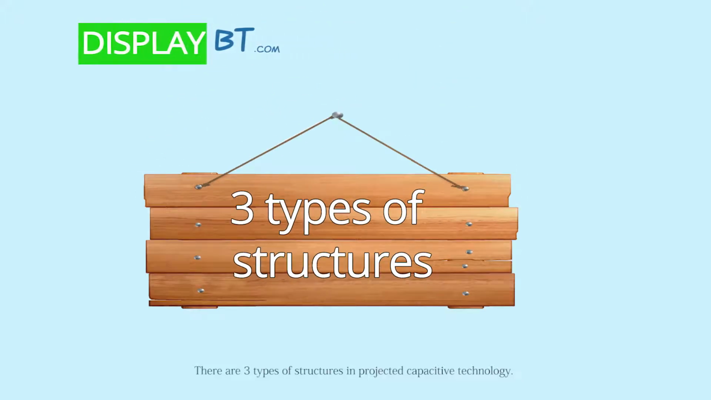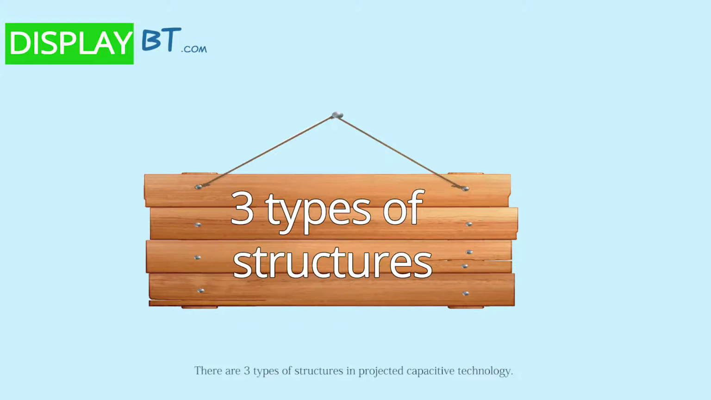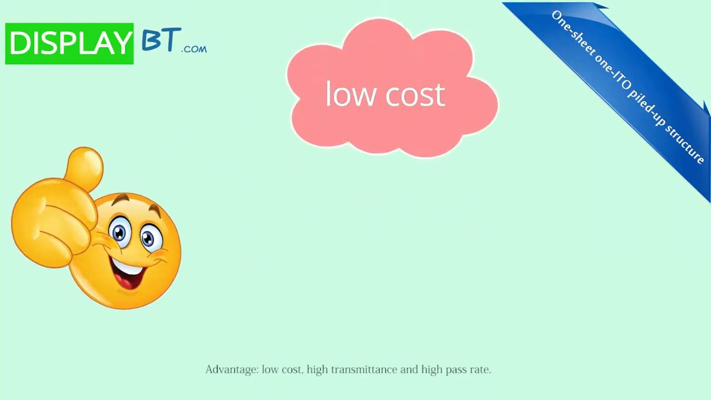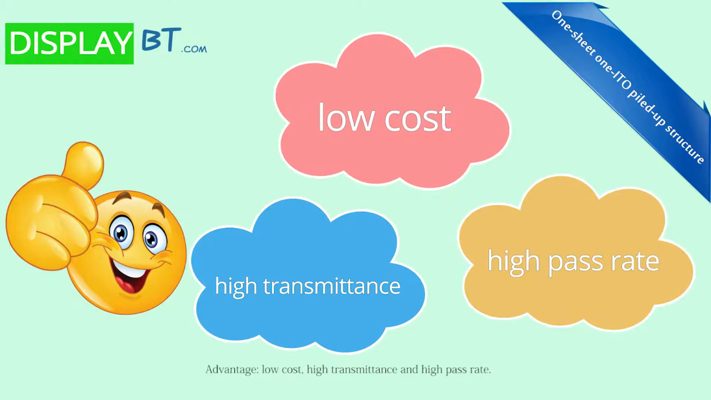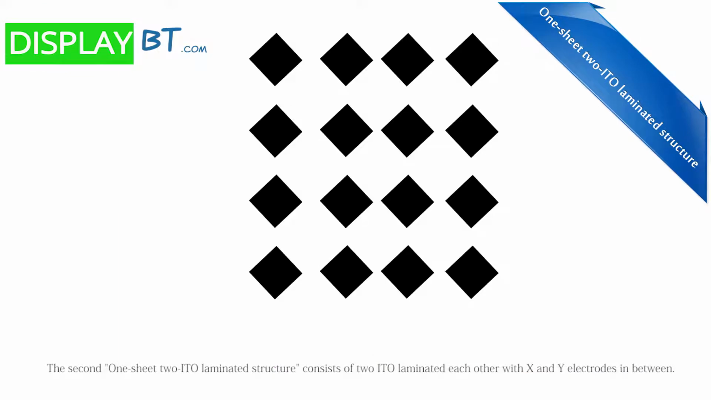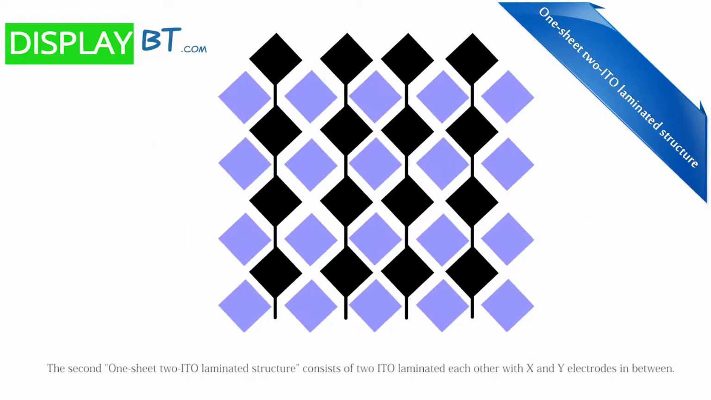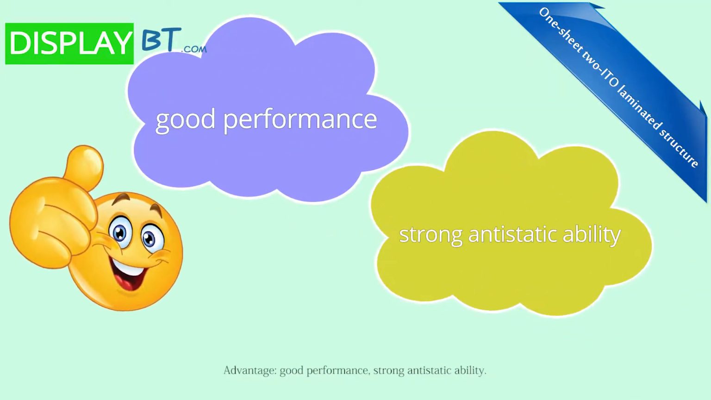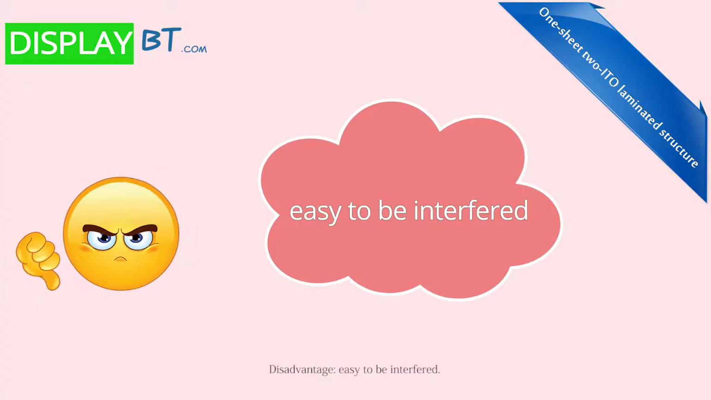electrodes. There are three types of structure in projected capacitive technology. The first one-sheet, one ITO piled-up structure has X and Y electrodes piled on one sheet. Check the structure. Advantage: low cost, high transmittance, and high pass rate. Disadvantage: poor anti-interference ability. The second one-sheet, two ITO laminated structure consists of two ITO laminated to each other with X and Y electrodes in between. Check the structure. Advantage: good performance, strong anti-static ability. Disadvantage: easy to be interfered.